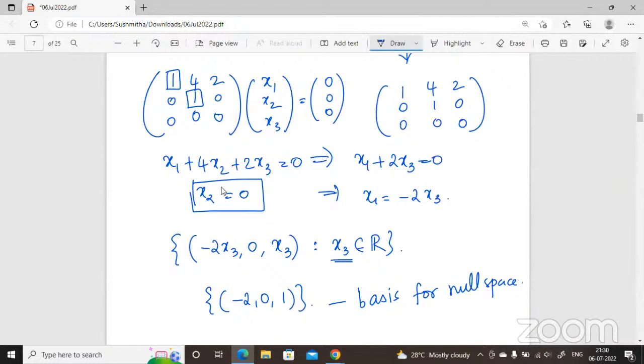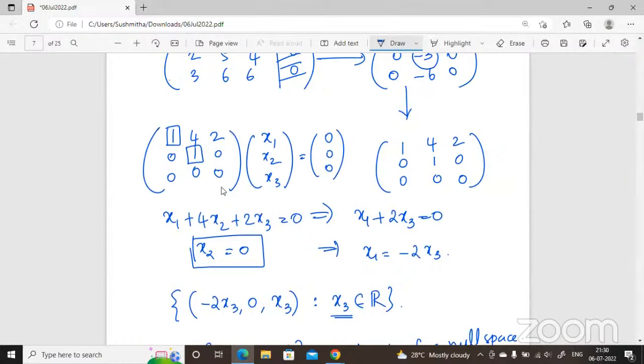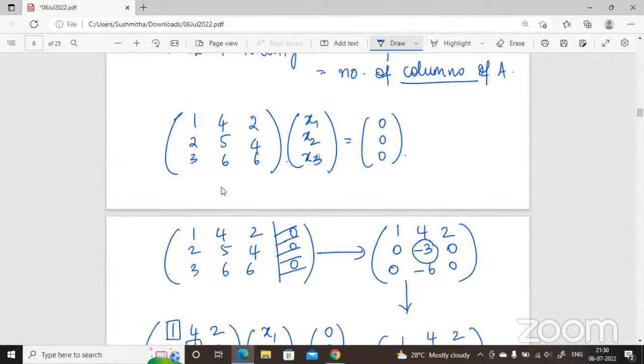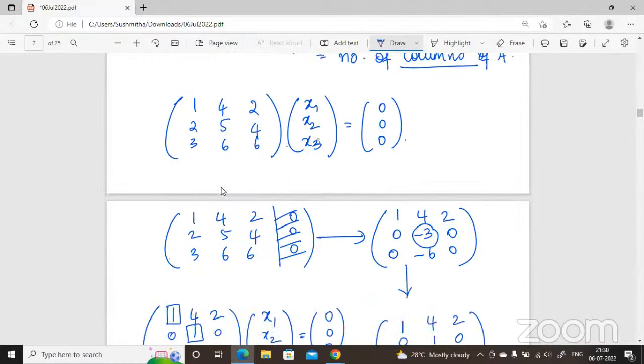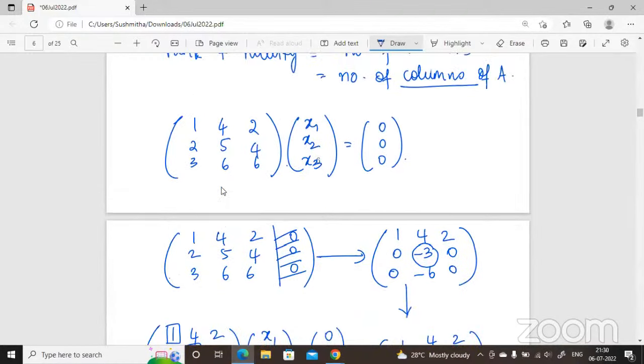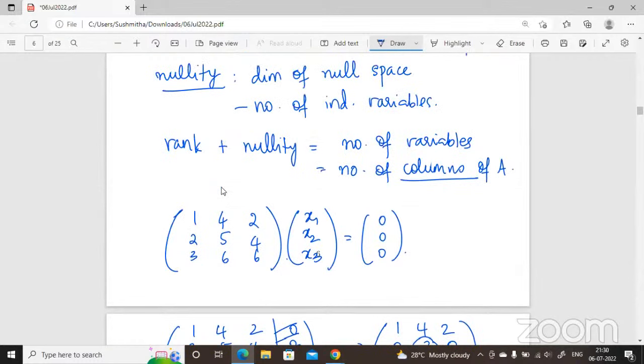Madam, but this process is exactly the same as what we did earlier, isn't it? Yeah, right. Rank is 2 here, and nullity is 1. So dimension, because there are 3 variables, right? So will the dimension be 3? Dimension of what is 3? Rank plus nullity gives us dimension, no?